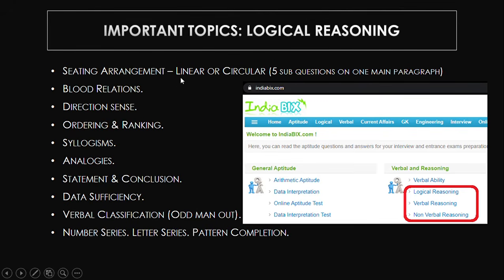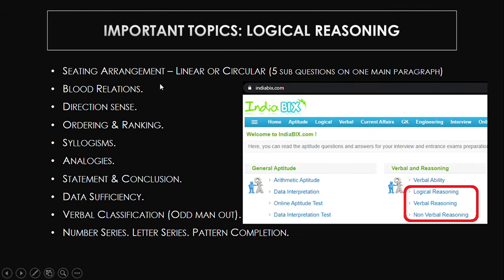Okay, now let's talk about logical reasoning. When it comes to logical reasoning, you have these topics. Again, you can take a screenshot of this and prepare. Now, seating arrangement, let me just talk about this one. Seating arrangement, you'll get just one question. It'll either be on linear arrangement or on circular arrangement. Basically, you'll have a main paragraph and you'll have 5 sub questions based on that. So obviously, needless to say, seating arrangement is very important. 5 sub questions based on just one question.